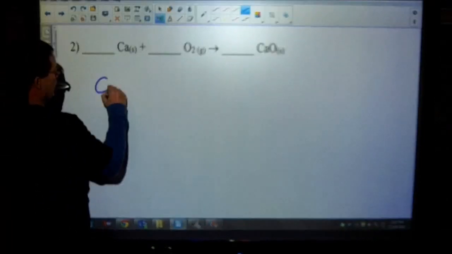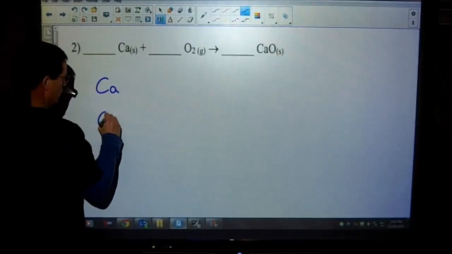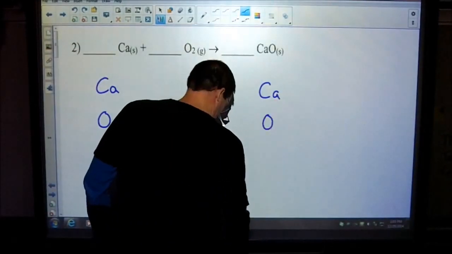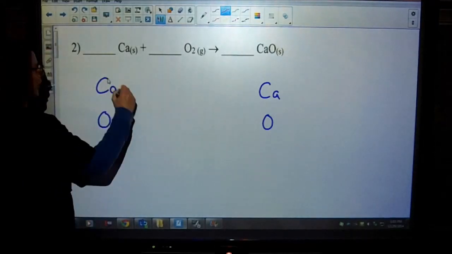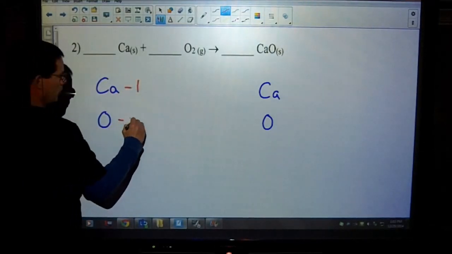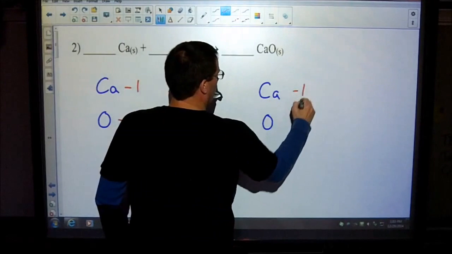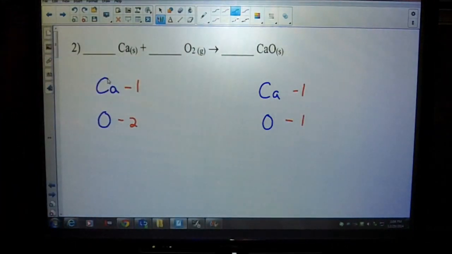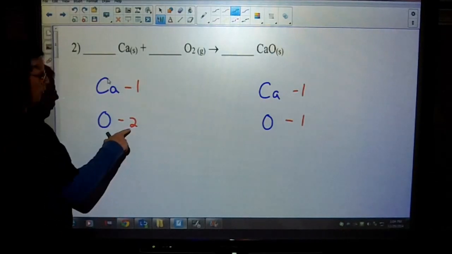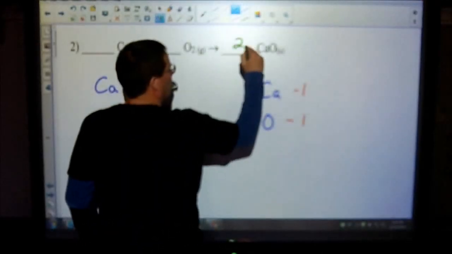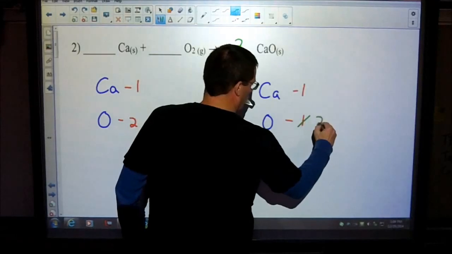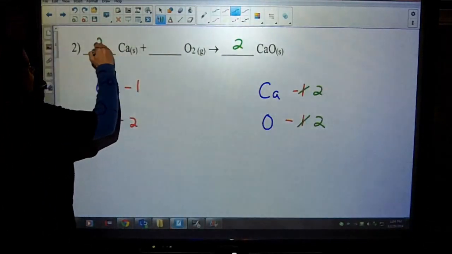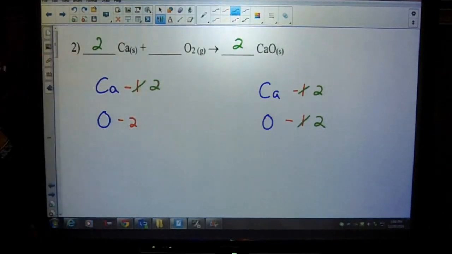So we have calcium and we have oxygen. That's the only thing we have on that side, calcium and oxygen. Let's get an inventory: we have 1 calcium, 2 oxygen. We have 1 calcium, 1 oxygen. Hopefully that one's not too difficult to see here. So we have 2 here, so that means we need 2 there, which gives me 2 oxygen, and it also changes my calcium to 2. So put a 2 there, and we're balanced.